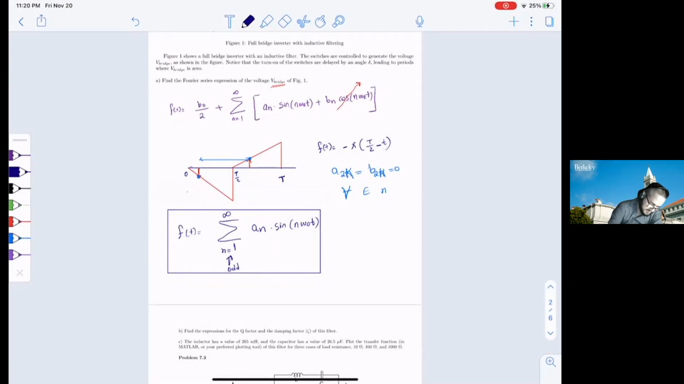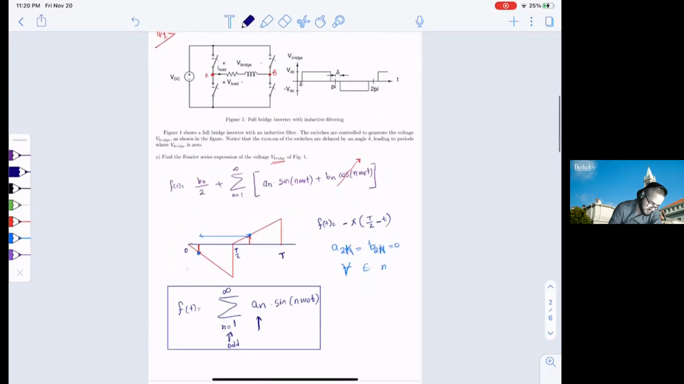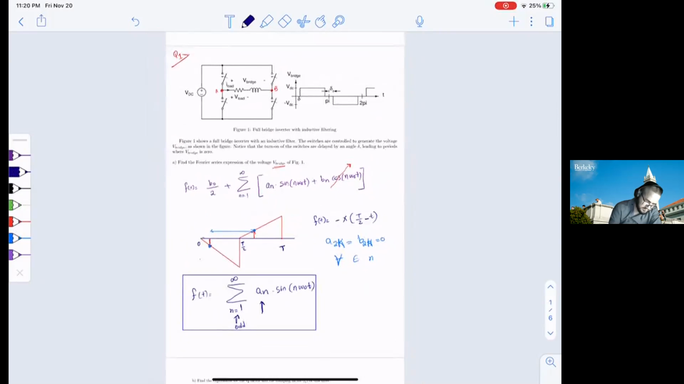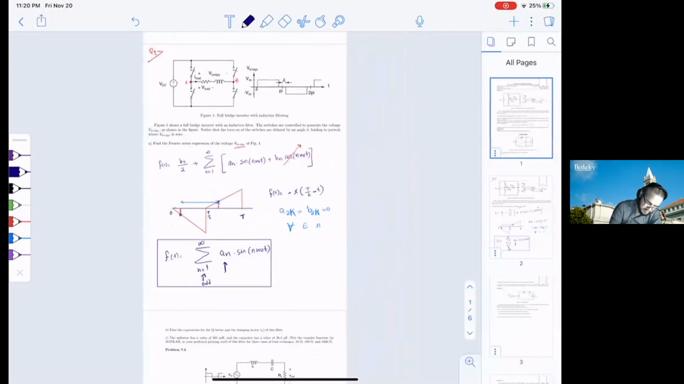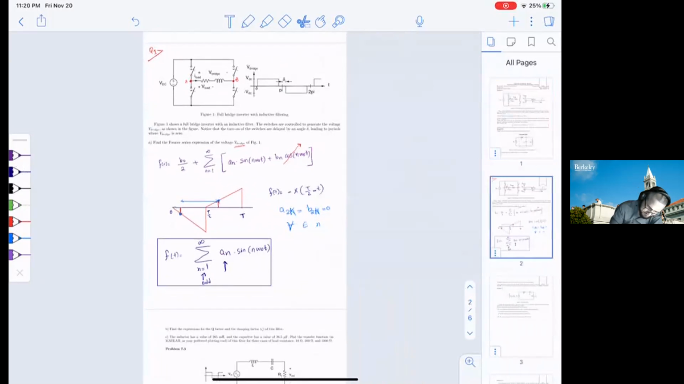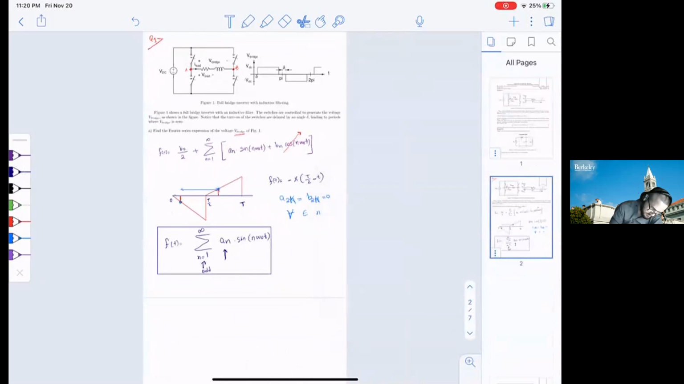Okay, so now that we got here, let's go forward with finding an expression for a sub n. Then from there we go on to find the expression for what the V bridge should look like. So let me add another page, or maybe you could just fit it in here. Yeah, I'm going to go with the new page.